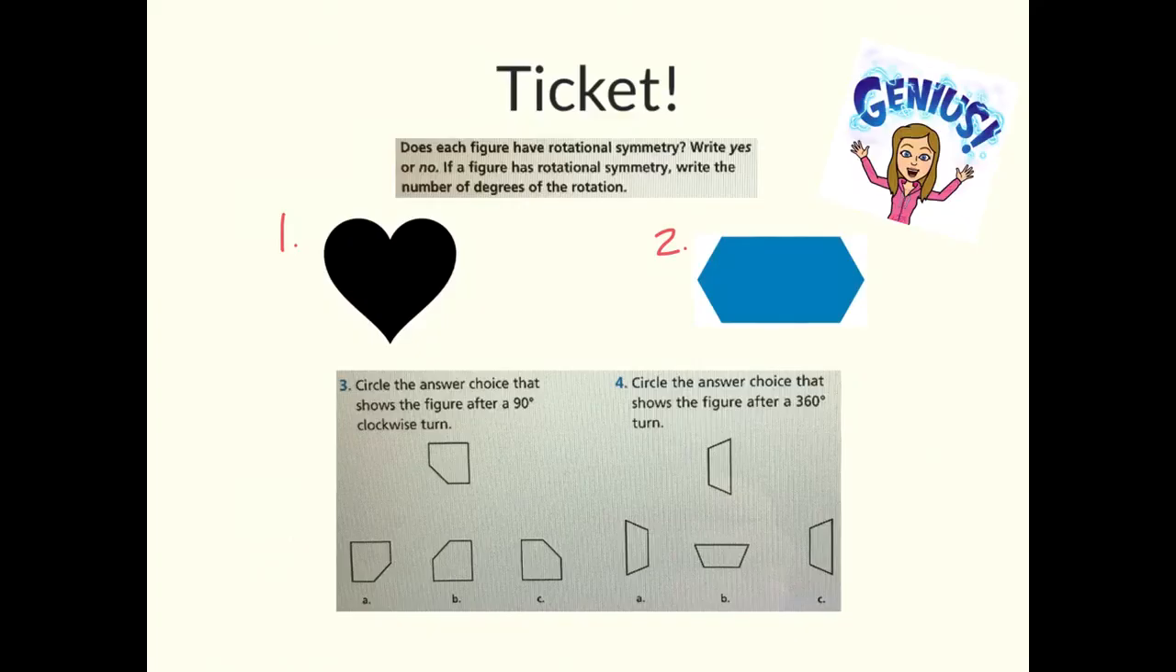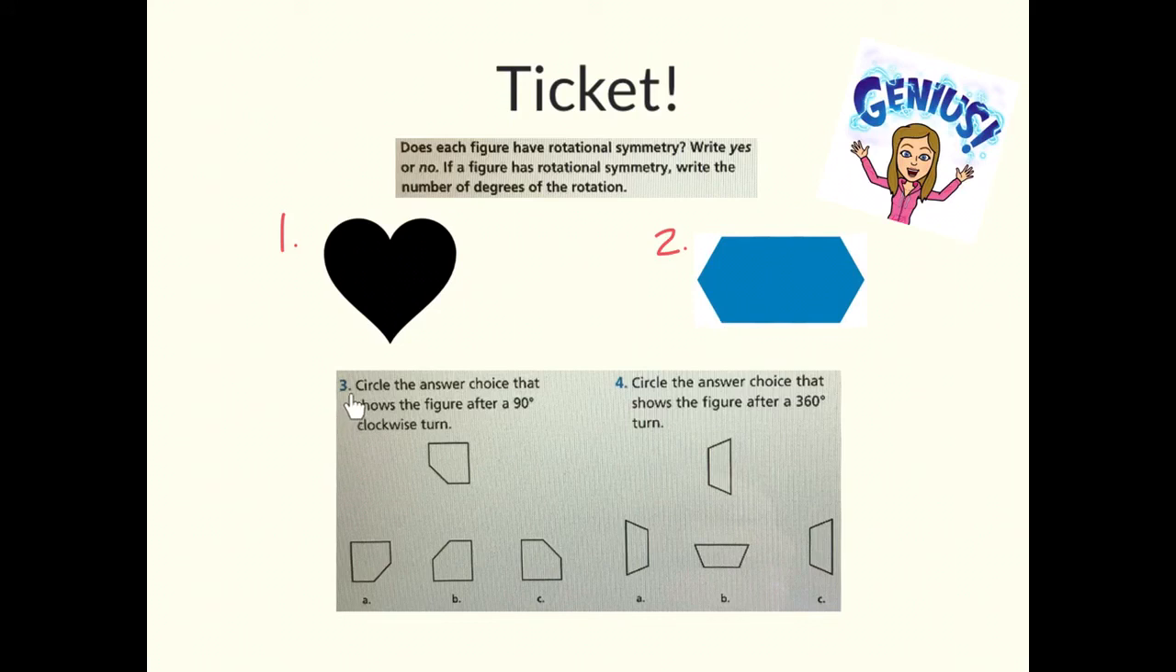All right, ladies and gents, on your ticket today, you have a couple of jobs. The first one is to decide if these two figures, this heart and this hexagon, have rotational symmetry. Write yes or no first, and then if a figure has rotational symmetry, so if you write yes, tell me the number of degrees of the rotation where it looks the same. So that's just like what I did on the previous slide.